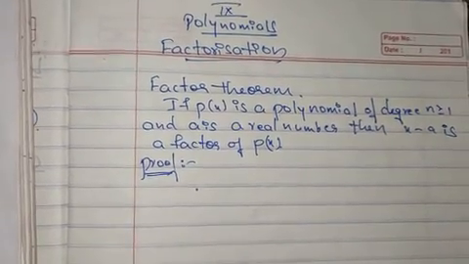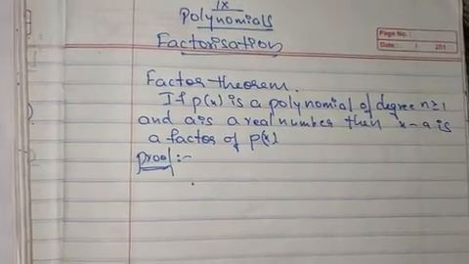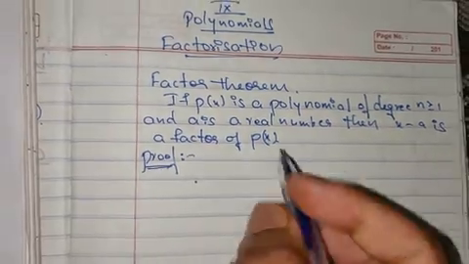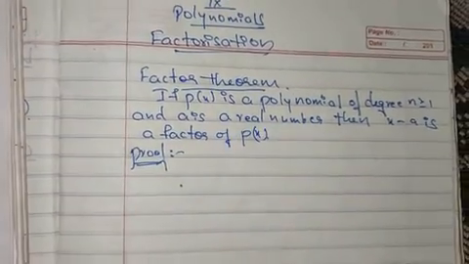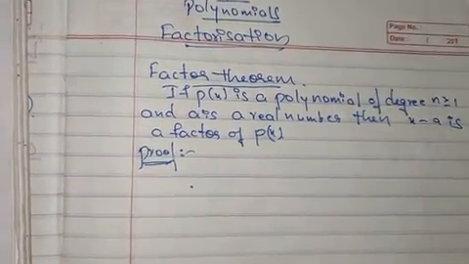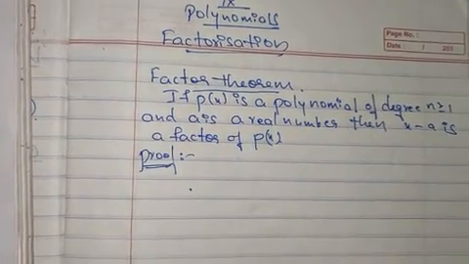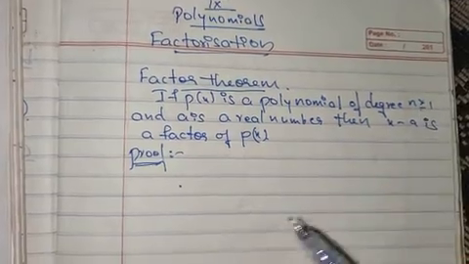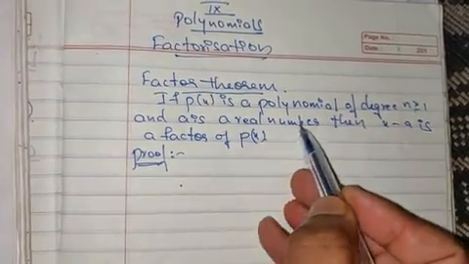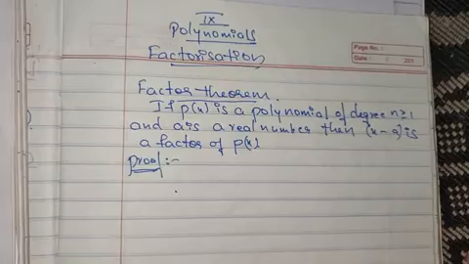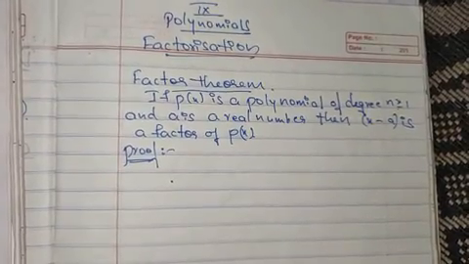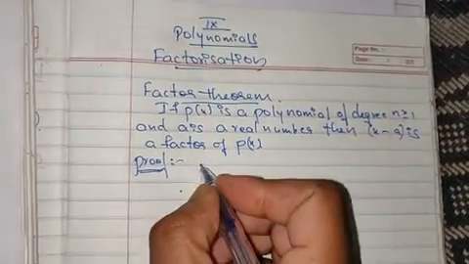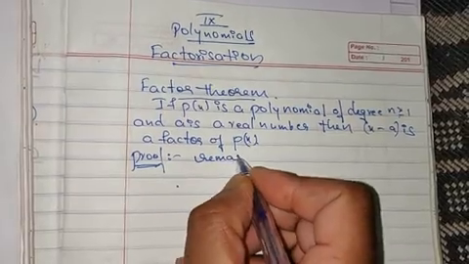In this class of polynomials, let's understand factorization. First, let us learn the factor theorem. The statement of the factor theorem is as follows. If p of x is a polynomial of degree n, which is greater than or equal to 1, and a is a real number, then x minus a is a factor of p of x. Let us prove this by using the remainder theorem.